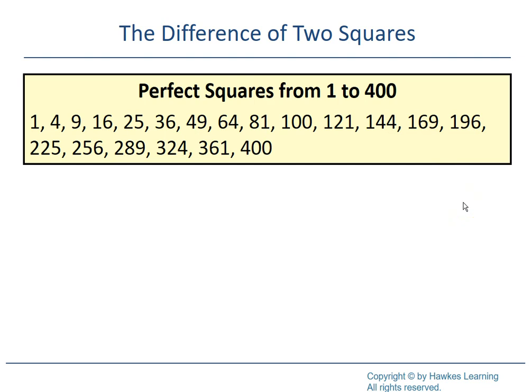Now, a good thing to know is to recognize at least some of the perfect squares. So, as you go, 1 squared is 1, 2 squared 4, 3 squared 9, 4 squared 16, 5 squared 25, and so on and so forth. If this is going to be useful for your notes, put it in there.